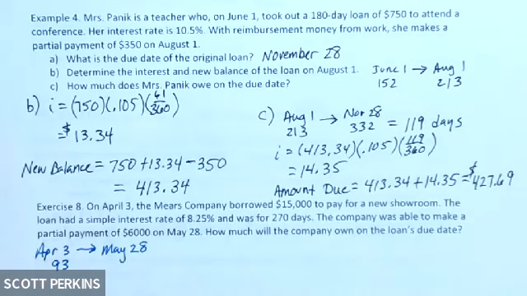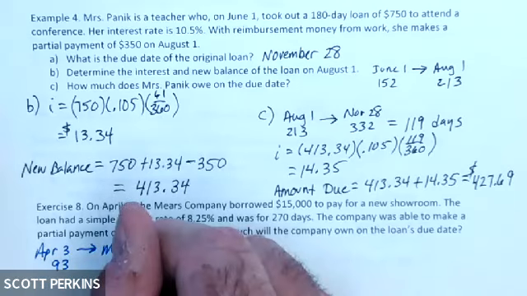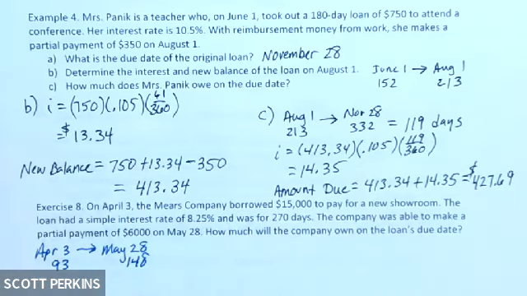So if they make the payment on May 28th, that means that you begin counting on the 29th for the new day, or on the 28th.